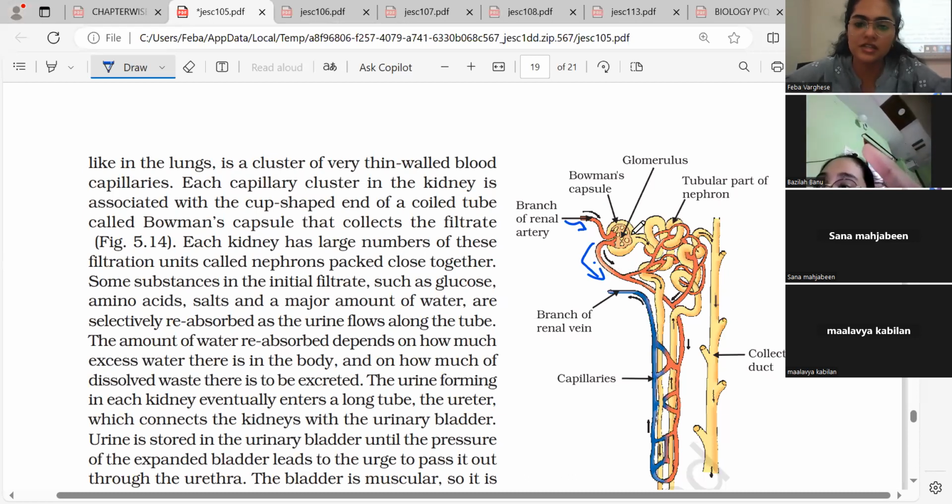And then the glomerulus is broken down into lots of capillaries. And why is this filtration happening over here? Working of nephron. Okay.